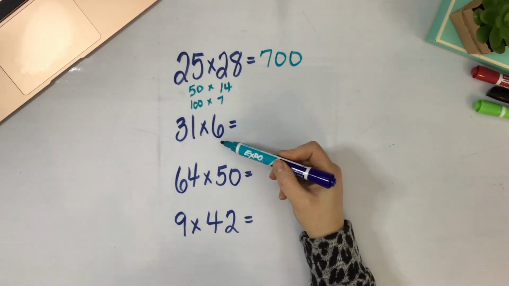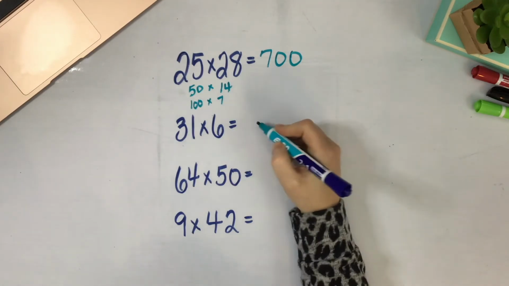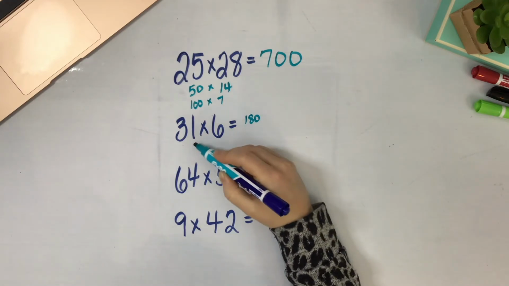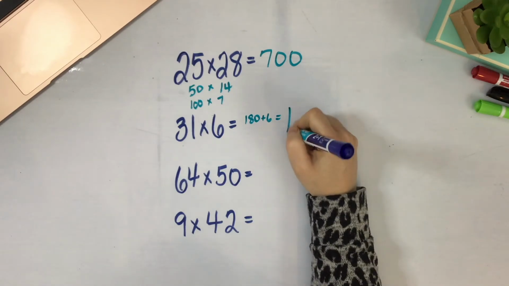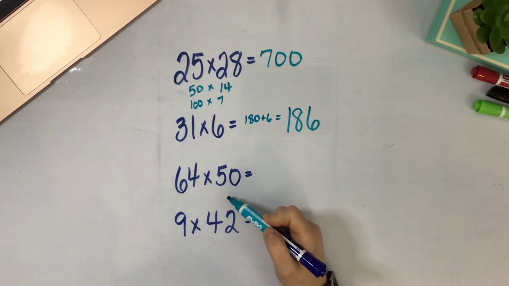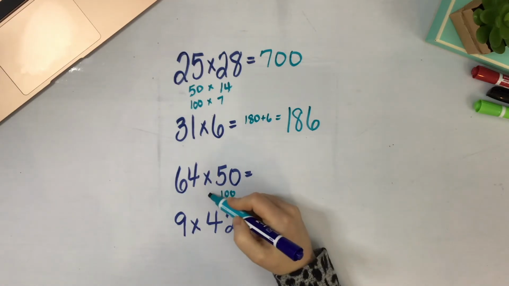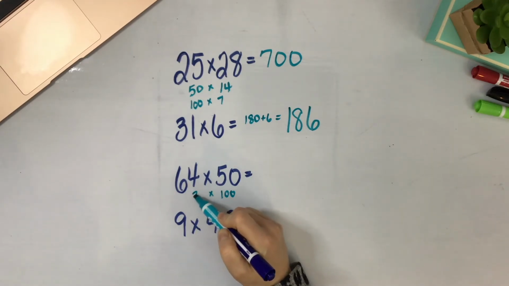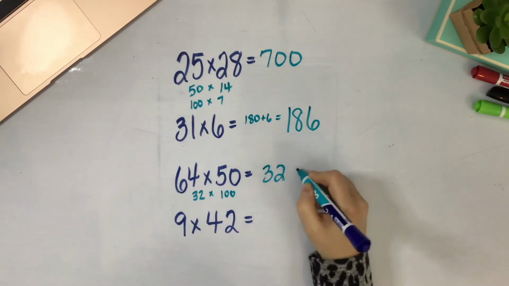This is a good question to do partial products. I can do 6 times 30, so in my head I'm thinking that's 180, and then I've got 6 times 1, which is just a 6, and I'll add those pieces together to get 186. I'm definitely going to do half double here because I've got a 50, which when doubled gives me 100, and that's super easy to work with. So I'll have to take half of 64, which is 32. 32 times 100, 3,200.